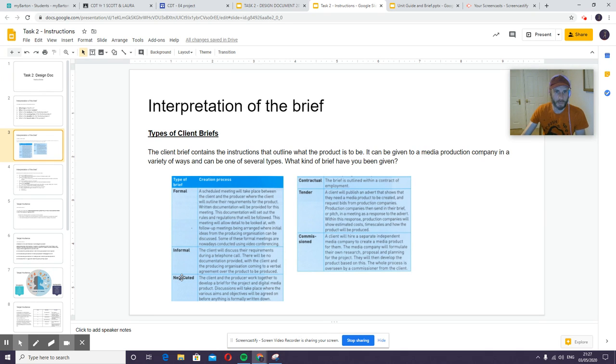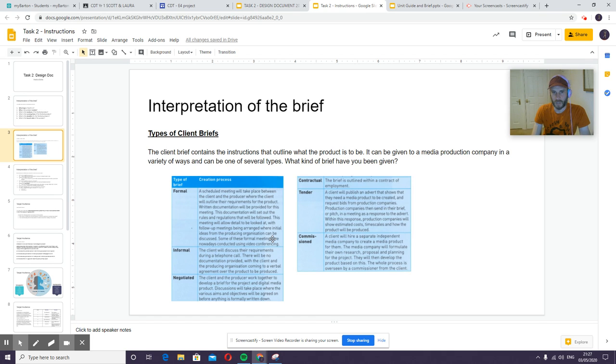So you need to have a think about what type of brief you've been given and just kind of explain that in that slide. Is it formal? Is it informal? Is there any negotiation with the client? Is there a contract? Has it been put out to tender? Is it a commission? So you can have a look from it. This has come from the Unit 2 textbook, from the pre-production and planning textbook.